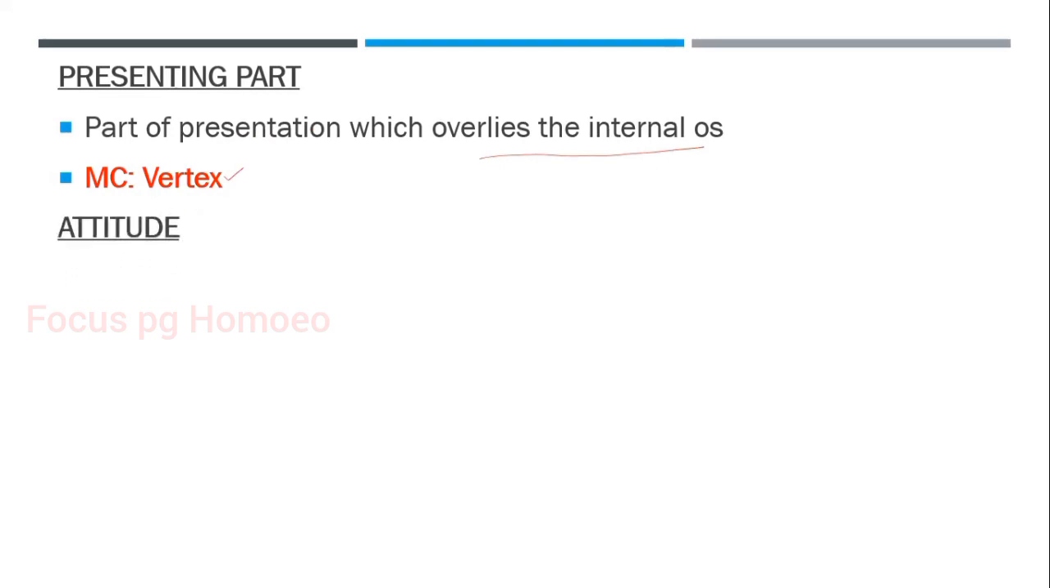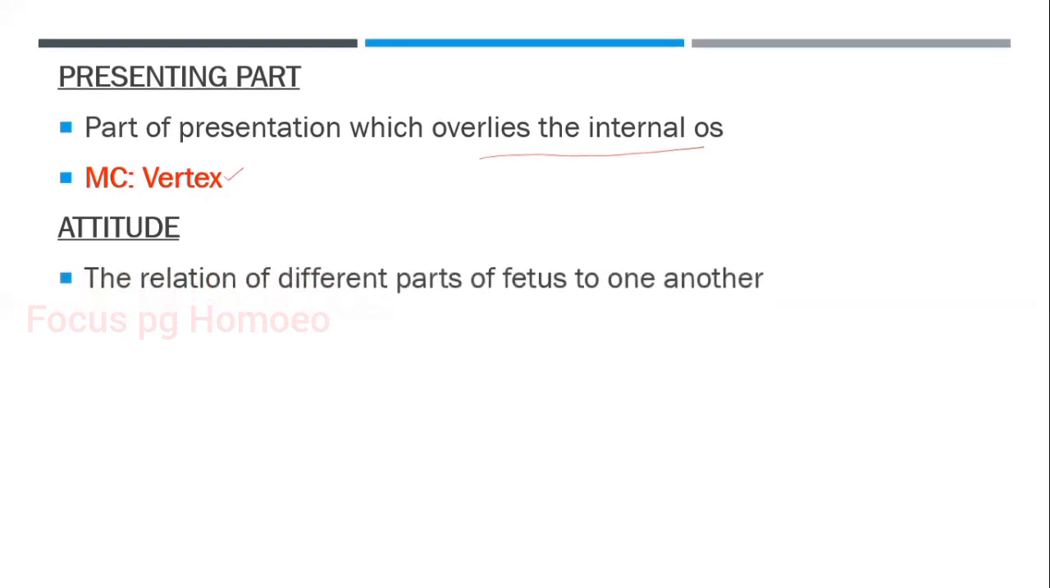And attitude. What is attitude of the fetus? It is the relation of different parts of the fetus to one another, that is, the extremities, trunk, the whole body. How the different parts of the body are related to each other is attitude. The universal attitude of the fetus is always flexion. Flexion is the universal attitude of the fetus, and this is a mechanism to occupy the uterus.